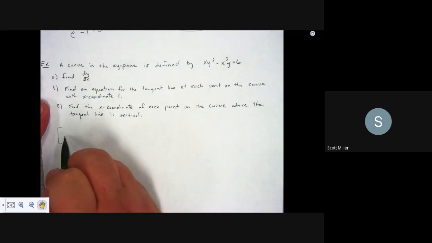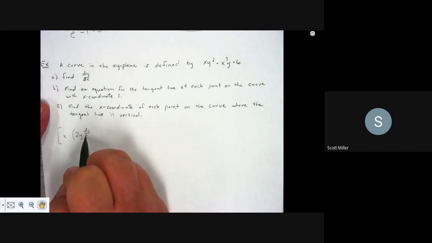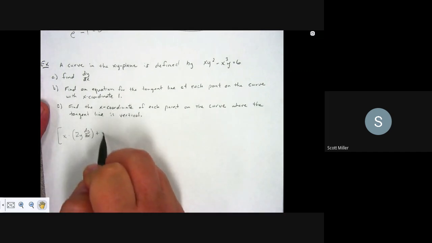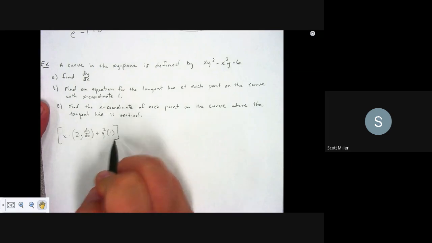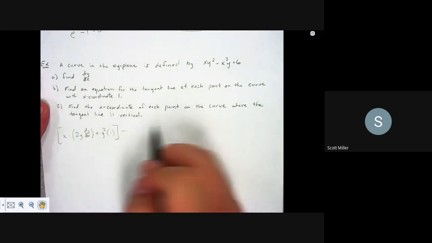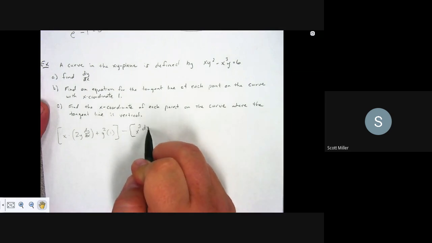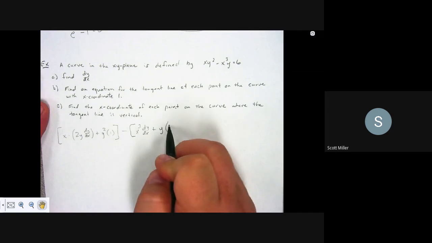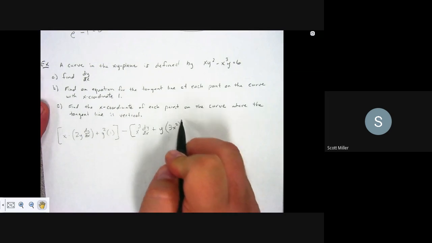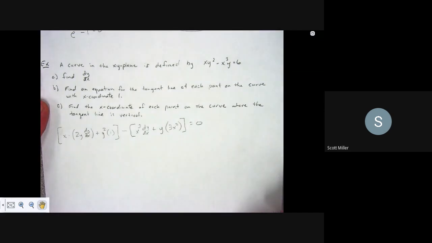So here we go. It is the first times the derivative of the second, which is 2y dy dx, plus the second times the derivative of the first, which is 1, minus another product rule. It is the first times the derivative of the second, plus the second times the derivative of the first. And the derivative of a constant is 0. So there's your derivative right there.